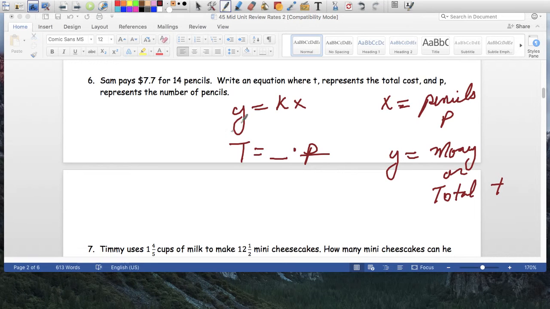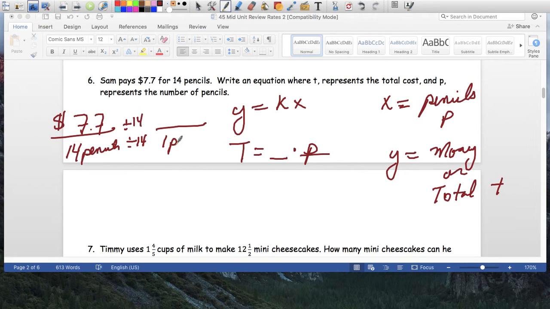Necesitamos del número aquí, ¿no? Entonces, ese es el unit rate. 7.7 divided by 14 pesos. Dividido por 14. And 1 pencil, un lápiz, me va a costar cuánto? 7.7 divided by 14 equals 0.55. So my equation, voy a escribirlo otra vez. Times p.